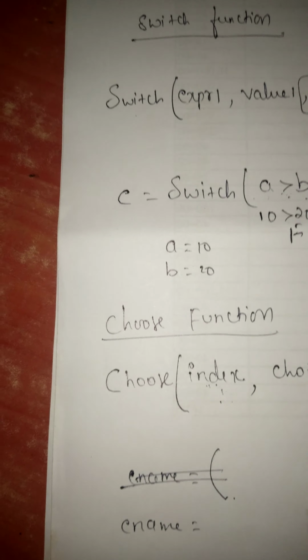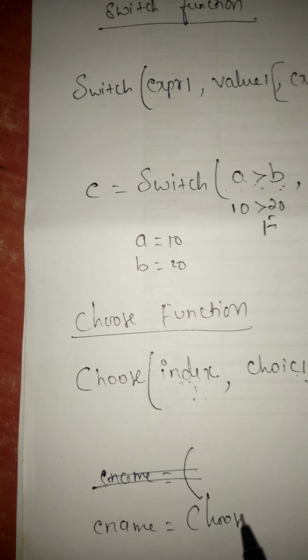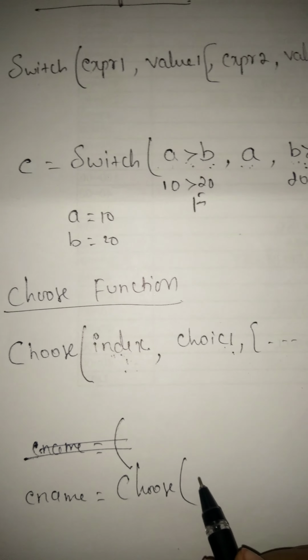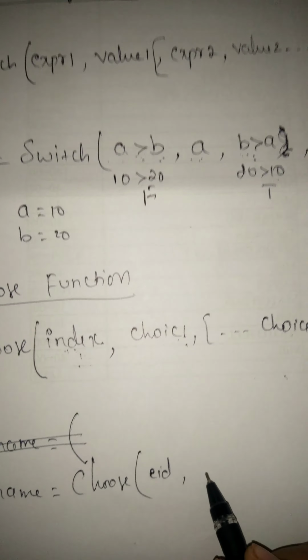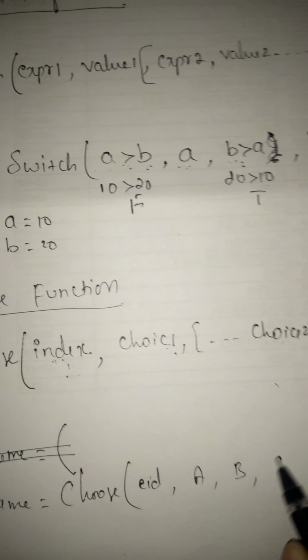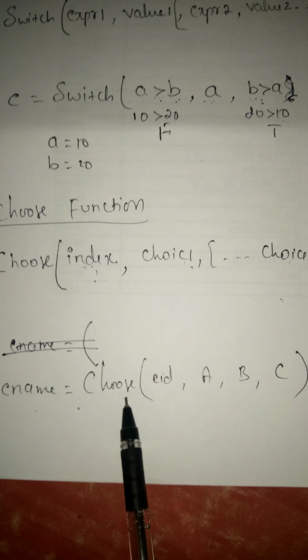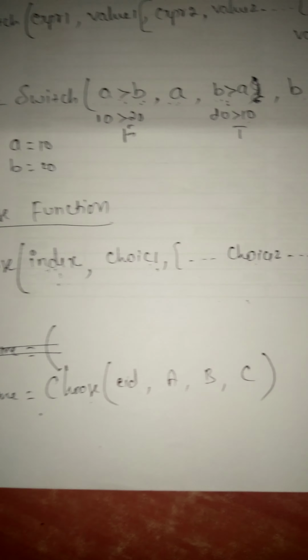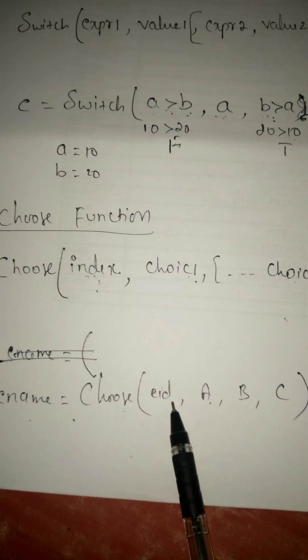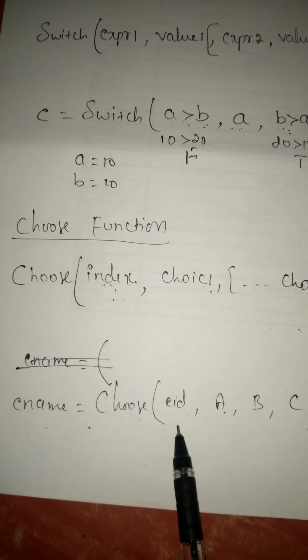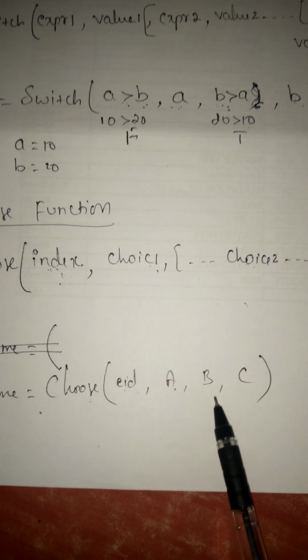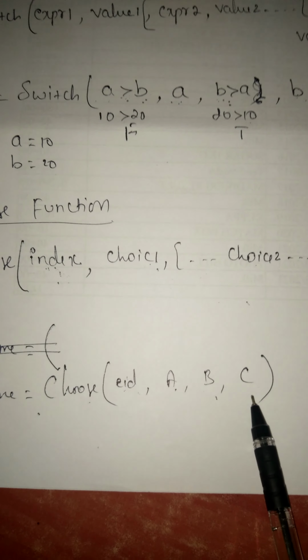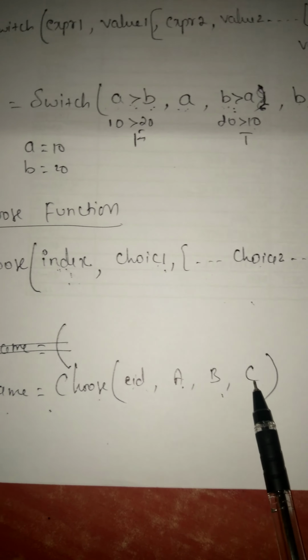E-name is equal to Choose of, for example here I am going to write eid comma a comma b comma c. That is, e-name is equal to Choose of eid comma a comma b comma c. A is choice 1, eid is the index here. A is choice 1, B is choice 2 and C is choice 3.